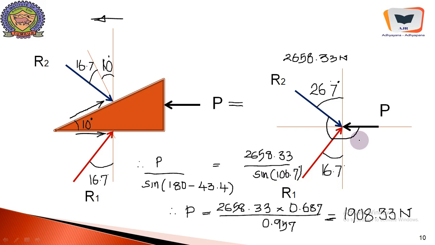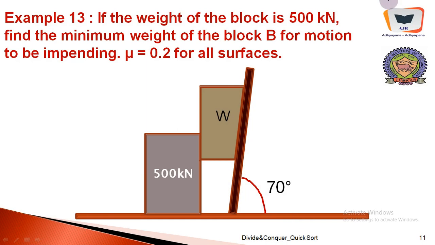106.7 comes from the fact that it is 90 here till here plus 16.7. So 90 plus 16.7 happens to be 106.7, and upon simplifying we will get P, the force to be applied in order to just adjust this wedge in order to lift the block, is 1908.33. Now we'll go for the next problem, example number 13.